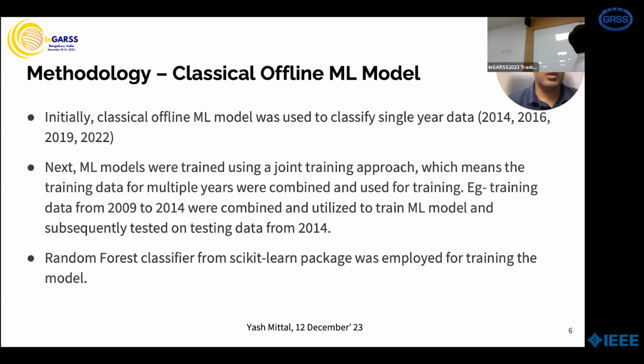Now coming to the methodology. Here we have divided our experiments into different parts. The first is the classical offline ML model, and the second is the incremental online ML model, further subdivided into two different approaches. First, we do experiments for a single year, and then for multiple years of data. Initially, we trained the classical offline ML model for different years of data, like 2014, 16, 19, and 22. Next, we train these ML models using a joint training approach, which means that training data of multiple years were combined and used for training. For example, data from 2009 to 2014 were combined and utilized to train the ML model and subsequently tested on testing data from 2014. A random forest classifier from the scikit-learn package was deployed for training this model.